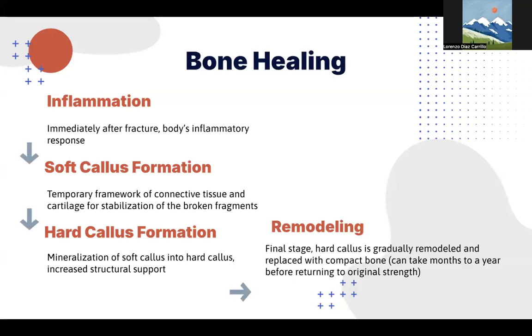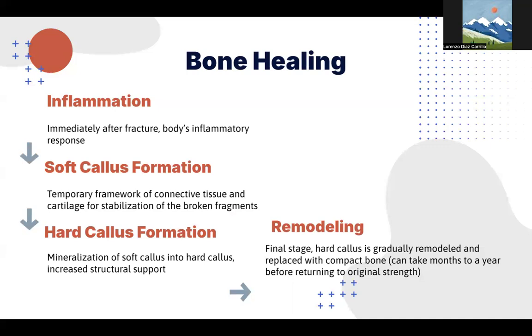Next, you have the formation of soft callus. It occurs often within the first few weeks, and this phase is a temporary framework being built essentially from cartilage and connective tissues around the fracture site. So in this phase specifically, the bone is still not strong enough for strengthening activities or weight-bearing activities.